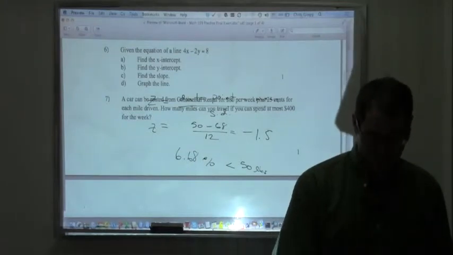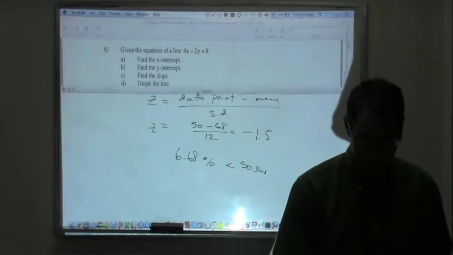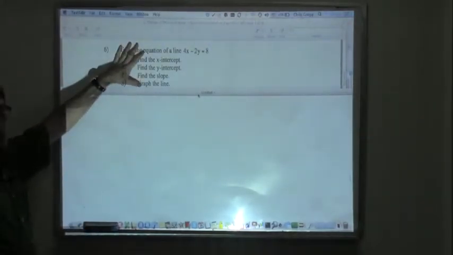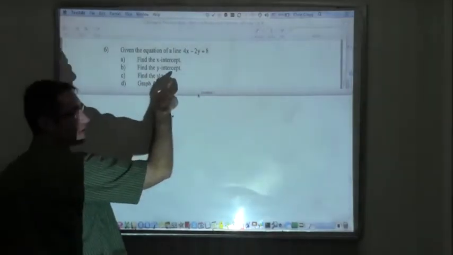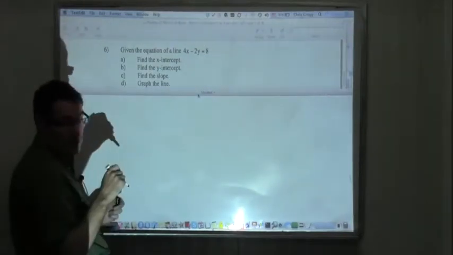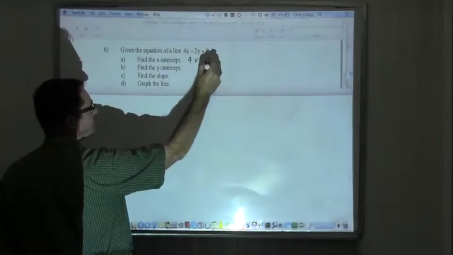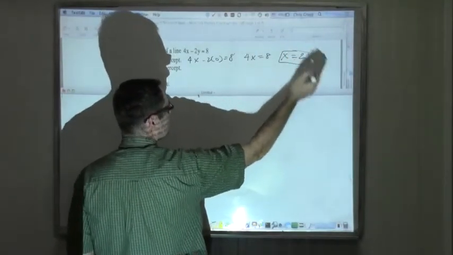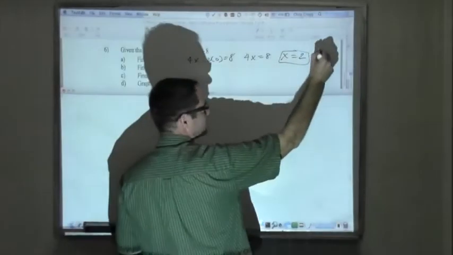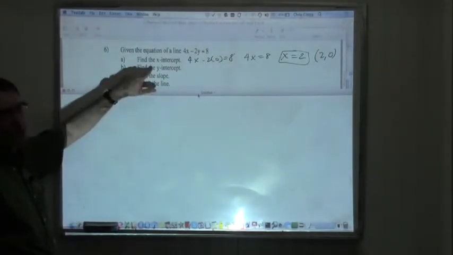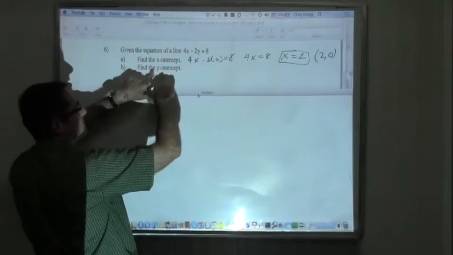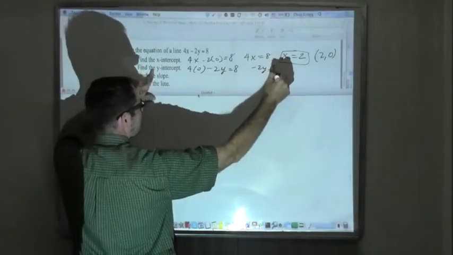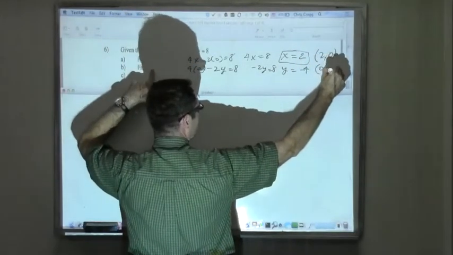Here's one that's not quite in the correct format. This one's just a line, not a parabola, but it's mostly the same thing. To find the x-intercept, set y equal to 0. 4x minus 2 times 0 equals 8. That leaves 4x equals 8, or x equals 2. So our x-intercept is 2, 0. For the y-intercept, same business, except you make x equal to 0. 4 times 0 minus 2y equals 8. Negative 2y equals 8, so y equals negative 4. The point is 0, negative 4.